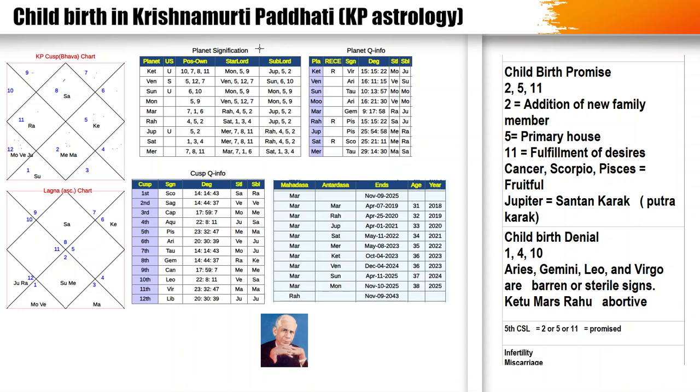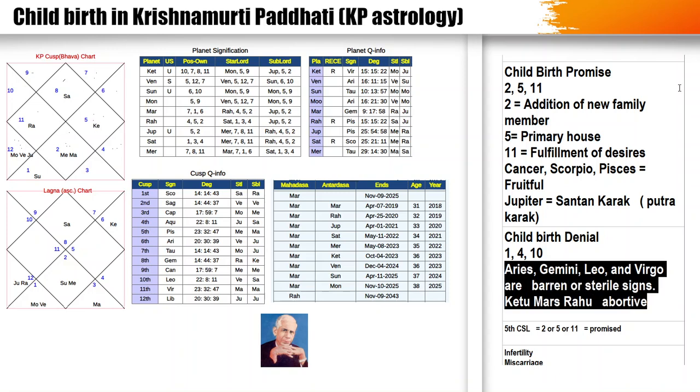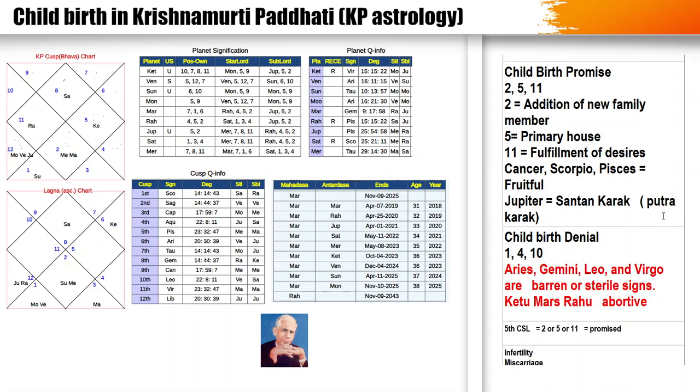But if you look at the childbirth denial rule that the professor has mentioned, then you will find that it says Ketu, Mars, Rahu, these are abortive planets. The moment they get additional support from the barren signs or barren star lords, then they are not going to promise positive results. And what are the barren signs? Aries is there, Gemini is there, Leo is there, and Virgo is there. So let me highlight the planets which are in the barren signs.